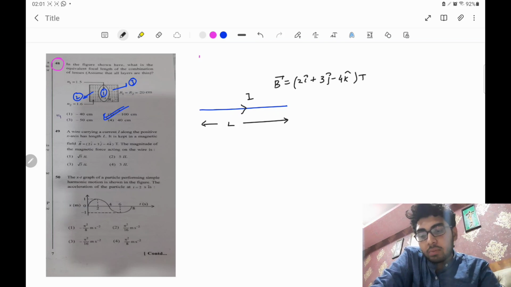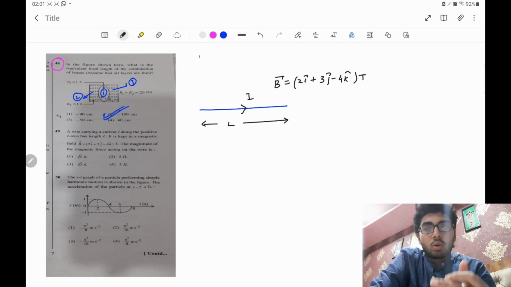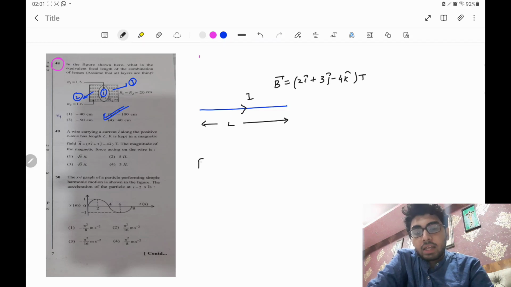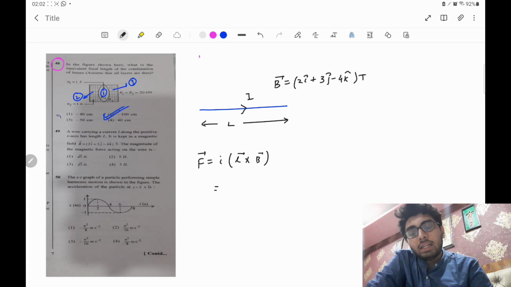Now the question becomes, so what will be the magnitude of the magnetic force acting on the wire? Now you simply know that in such a case the force acting on the current carrying wire is given as F equals I into L cross B, isn't it? Now you know here the current is I, it is given.